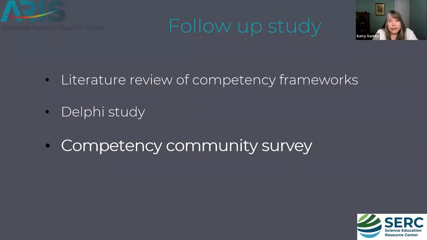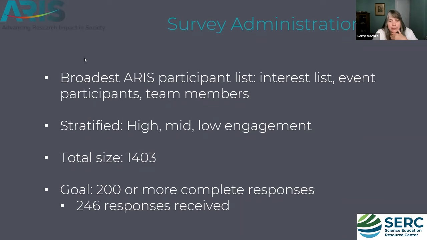We had a goal of getting 200 responses, and that number was chosen because at that level we would be able to move on to our next analysis. I'm sorry, I'm on the next slide. So at the 200 responses, we would be able to move on to the statistical analyses that would allow us to explore the domain reduction.